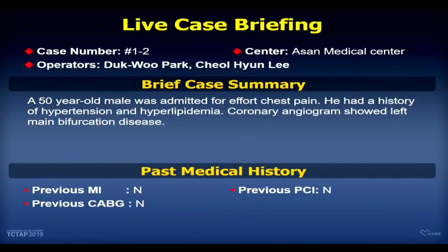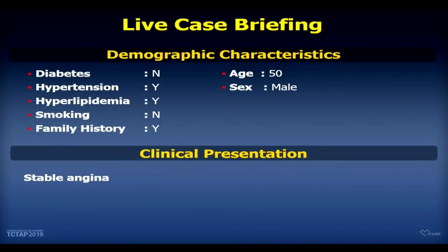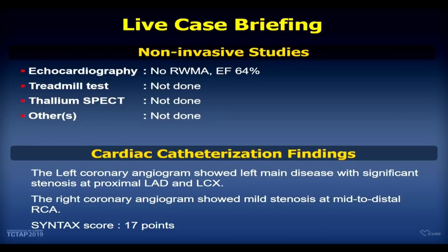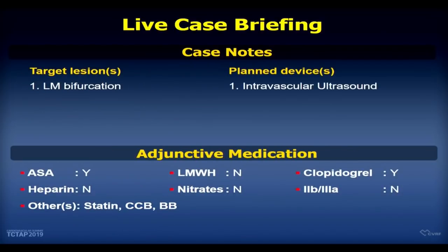I'll introduce this case. He is a 50-year-old male who complained of chest pain 1 year ago. He had a history of hypertension and hyperlipidemia. Coronary angiogram showed left main true bifurcation disease with an acute circumflex angle. Echocardiogram was normal, and the SYNTAX score is 17 points. Next, we will show the coronary angiogram data.